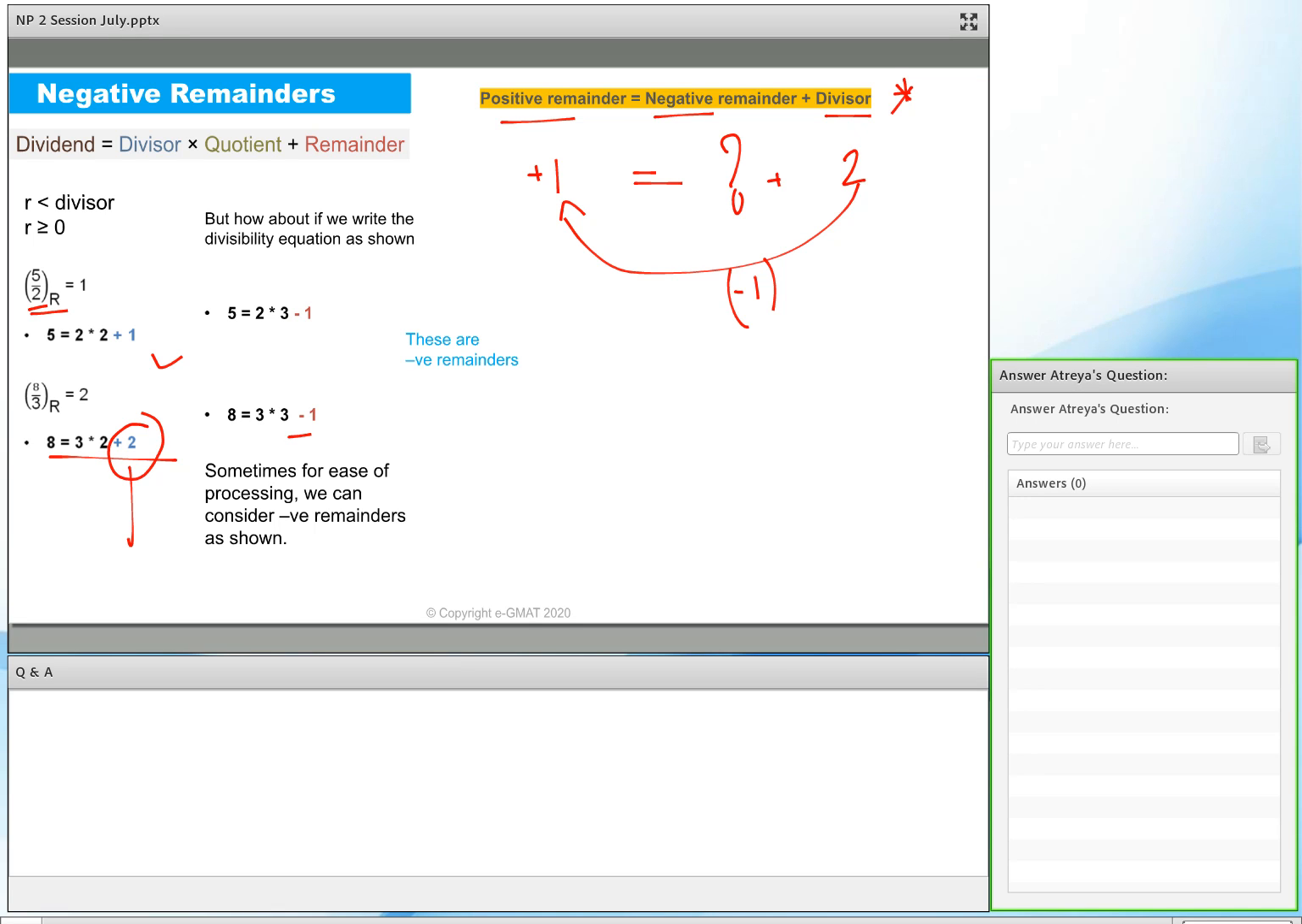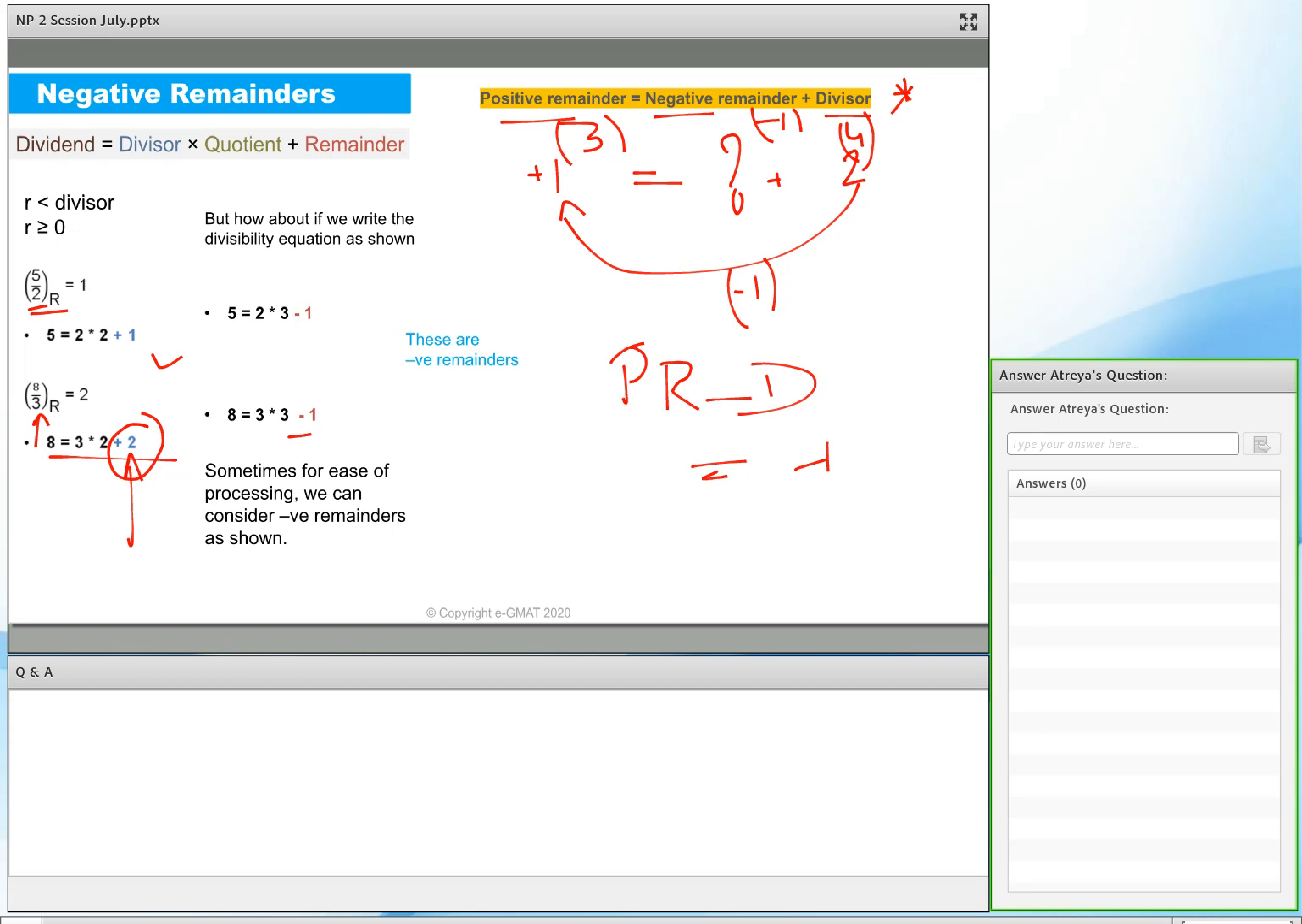Okay, I have the positive remainder to be equal to 2. The divisor is equal to 3. How do I get the negative remainder? Negative remainder is equal to positive remainder minus the divisor. So 2 minus 3, which is equal to minus 1. This is how I get to negative remainders from positive remainders, and also the vice versa is true. Right? So if I have the negative remainder, let's say minus 1, and the divisor is, let's say 4, then the positive remainder would be equal to 3. So this is something that I want you people to keep a note of.